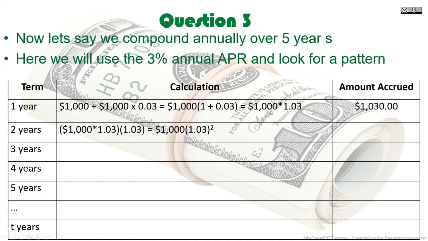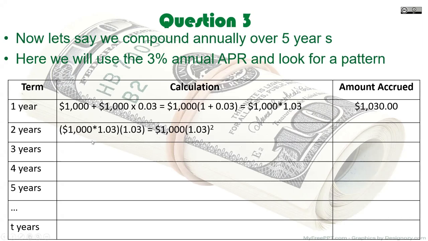When we add these two up, we get 1.03. So now we can say $1,000, our principal, times 1.03. And then we calculate that and we get $1,030.